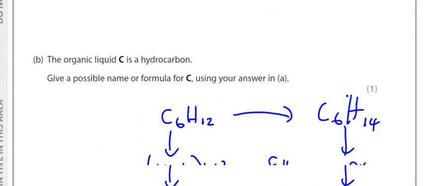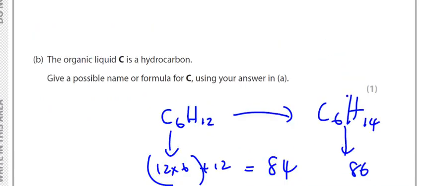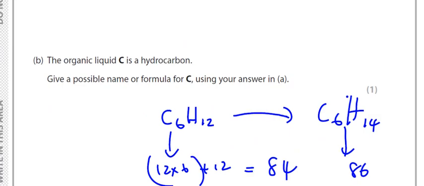Remember, you can't say this is hexane because we don't know the structure of it. It can be a branched isomer, we don't know. So we don't name organic molecules by simply looking at the molecular formula. We need to know the structural formula for us to identify the name. Right, so that is the final question.